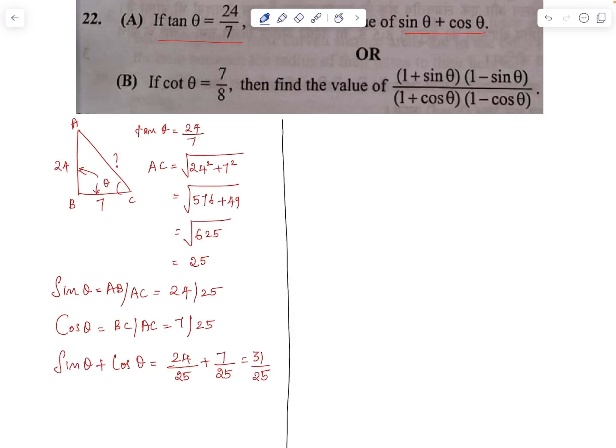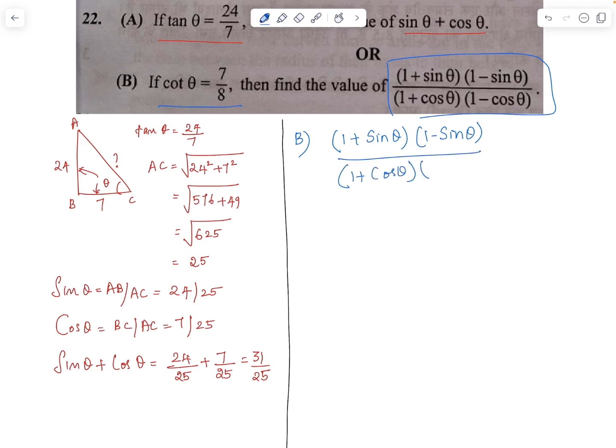Question 22b says if cot theta is equal to 7 upon 8, then find the value of this expression. The given expression is 1 plus sin theta into 1 minus sin theta upon 1 plus cos theta into 1 minus cos theta. 1 plus sin theta into 1 minus sin theta is of the form a plus b into a minus b. So this becomes a square minus b square, upon, the same in the denominator, 1 minus cos square theta.